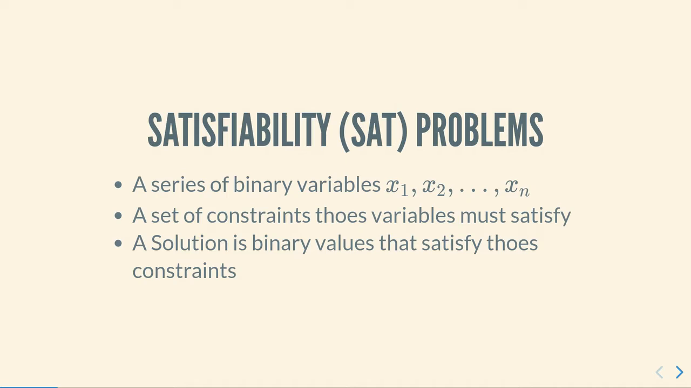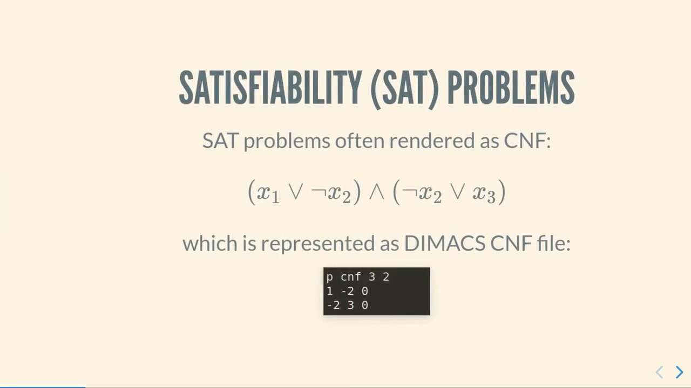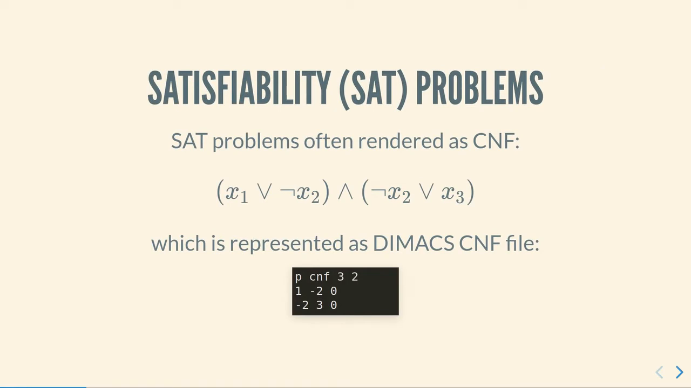Satisfiability problems have been around for a while, and one of the most common ways that they are rendered is in a form called CNF. For instance, there on the screen is a CNF rendered format of two constraints. The first constraint is that x1 must be true or x2 must be false. The second constraint is that x2 must be false or x3 must be true. This is CNF format, conjunctive normal form.